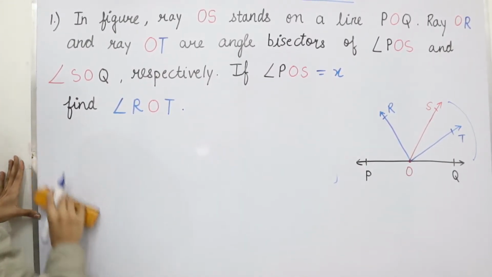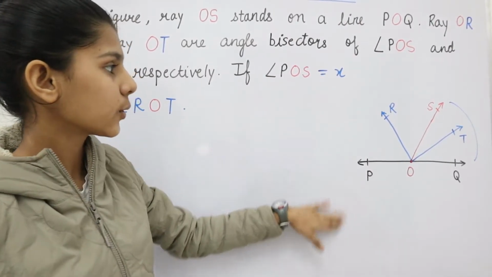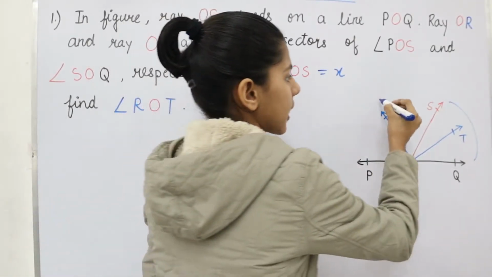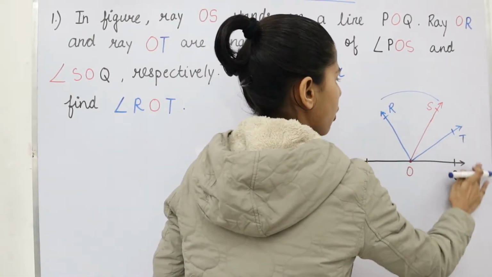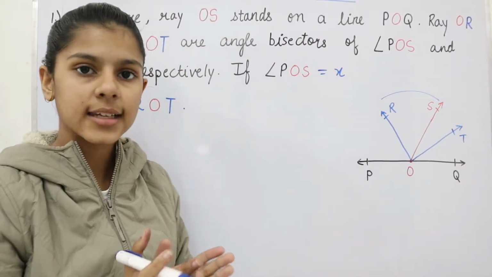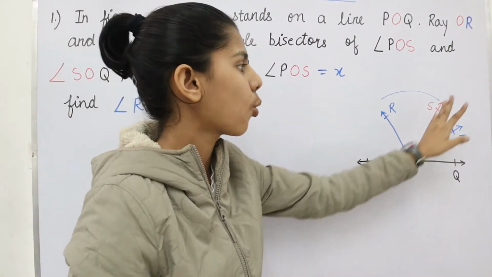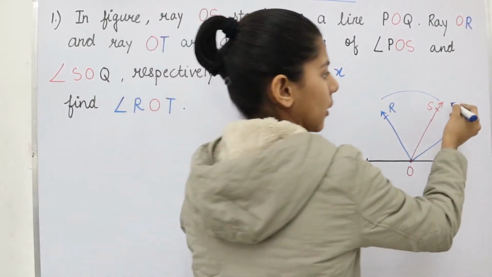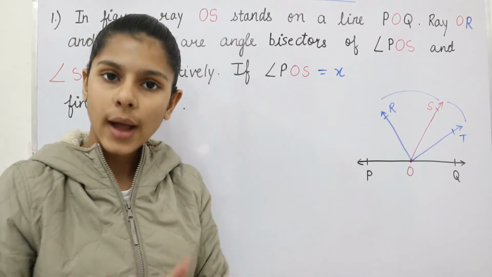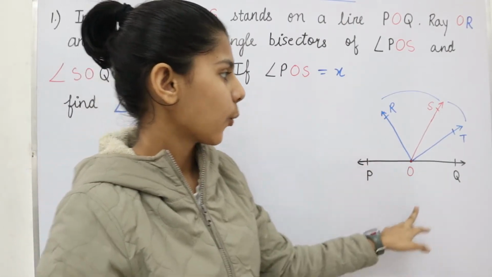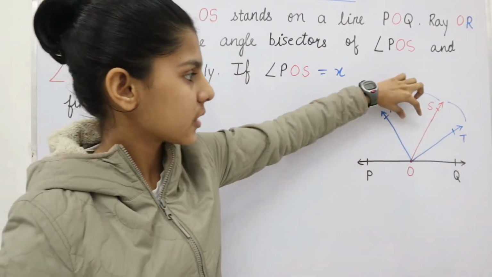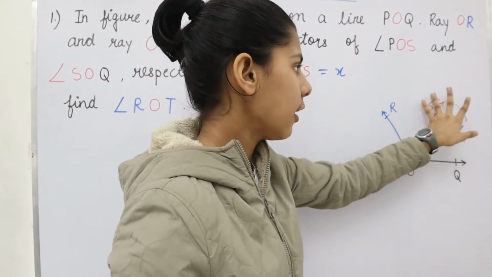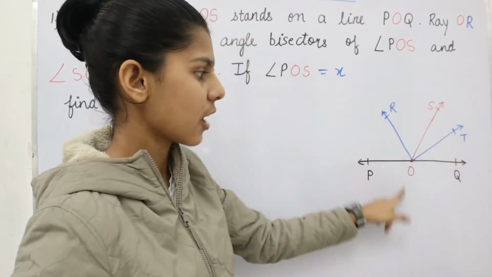So how are we going to calculate it? First of all, we will calculate ROS, this angle. This angle ROT has a ray in between, that is OS. So first we will calculate this angle and then we will calculate that angle, and then we are going to add them. So what are we going to get? ROT. First we will calculate this half, then that half, and then we will add them. So how will we calculate the first half, which is ROS?